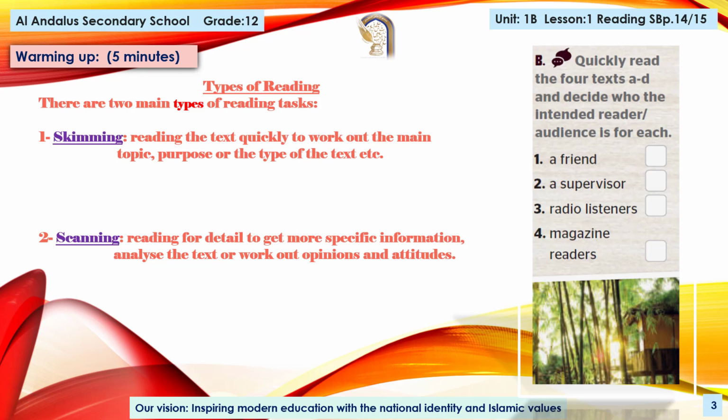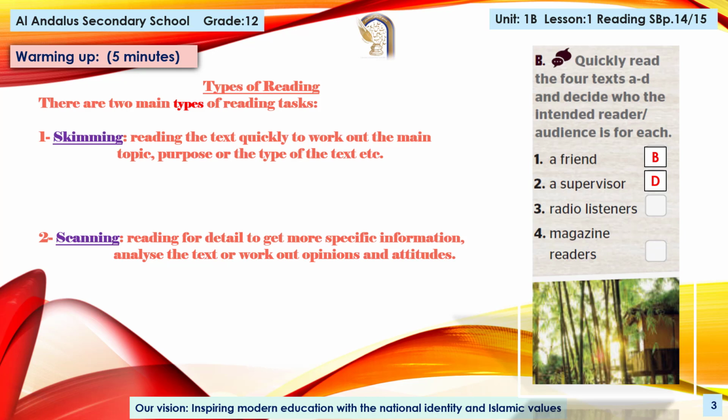Number one, a friend. If you refer to the texts, you are going to find out that text B is to be read by a friend. It is a postcard sent to a friend, as we have said. Number two, a supervisor. Yes, this is a good answer. Text D, it's an email sent to the boss or the supervisor. Number three, radio listeners. Very good work.